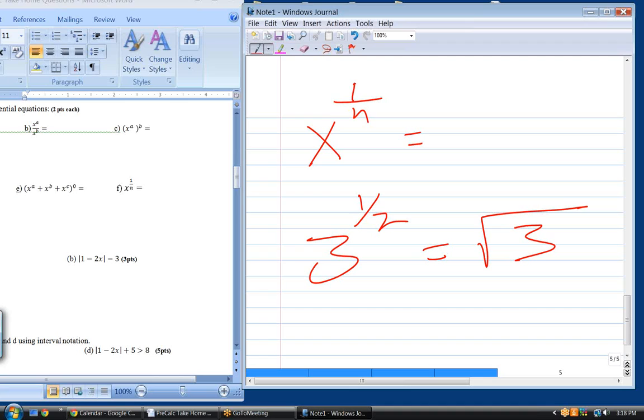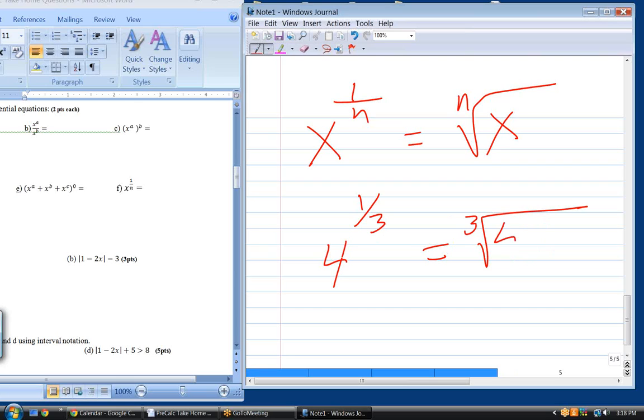And x to the 1 over n is the nth root of x. In other words, if it's square root, it's going to be 1/2. If it's cube root, let's say I had 4 to the 1 over 3, then that is the cube root of 4. So when you have a fractional exponent, the denominator is the root, the numerator is the power. What if you had something like this?